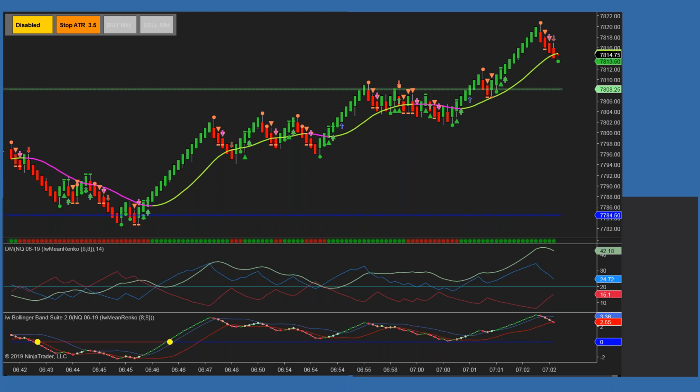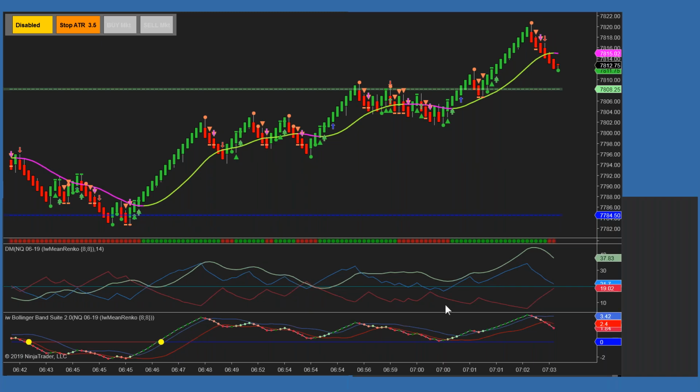Pretty cool, huh? Not a bad way to take a look at the marketplace if you know what to look for. A lot of people look at your ADX DMI indicator and they just see a bunch of squiggly lines and they can't make heads nor tails out of it.